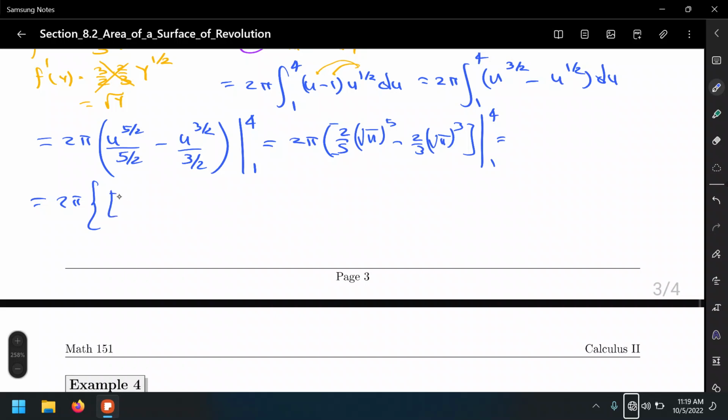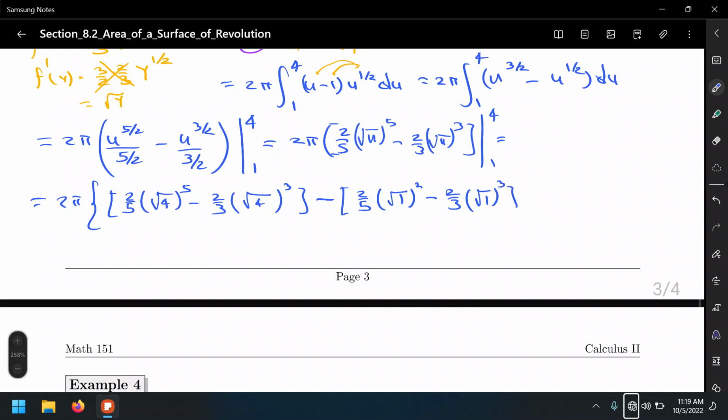So that's 2/5 times the square root of 4 to the 5th minus 2/3 square root of 4 to the 3rd. That's plugging in the upper limit, and then the lower limit will be 2/5 root of 1 to the 5th minus 2/3 root of 1 to the 3rd power. We need to compute all this.